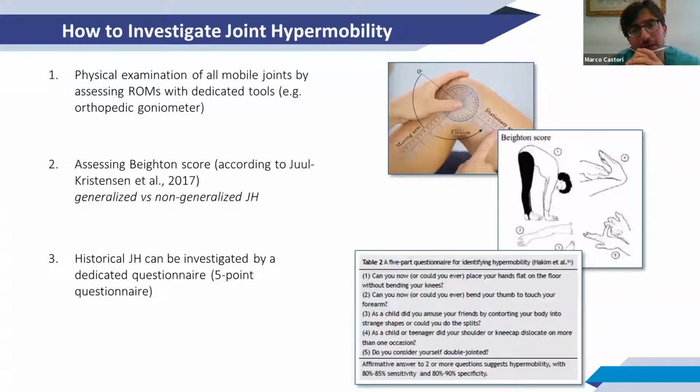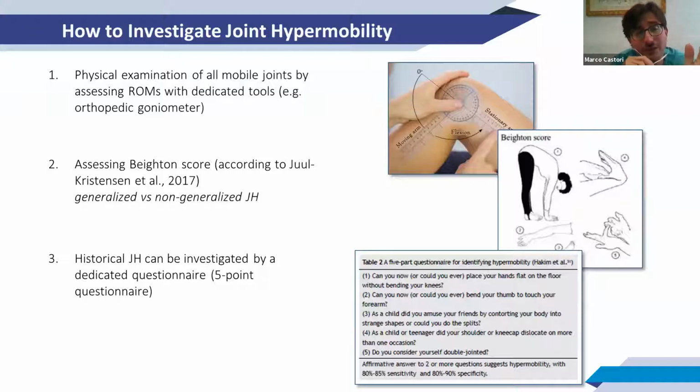But it needs special care by the practitioner, because it's not easy to assess appropriately the presence or not of joint hypermobility. First of all, you need an orthopedic goniometer. Without an orthopedic goniometer, you can overestimate or underestimate the range of motion, and consequently underestimate or overestimate the presence of joint hypermobility.